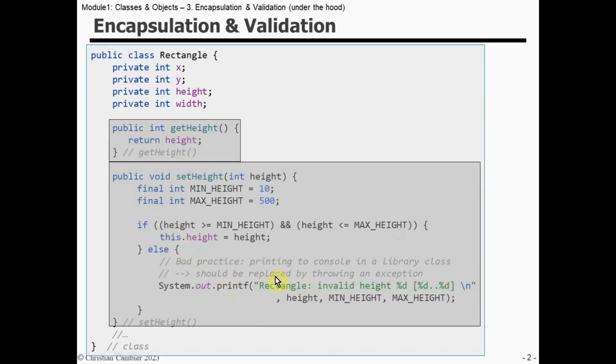And as explained in the previous video, printing to the console in the library class just to notify the client is bad practice. Better would be to throw an exception. But since in this video series I don't expect you to know anything about exception handling yet, and since our client is a console client, I'm going to use this approach for now.